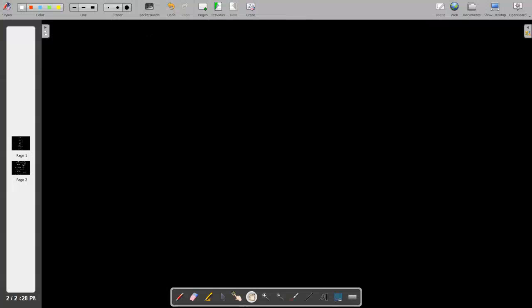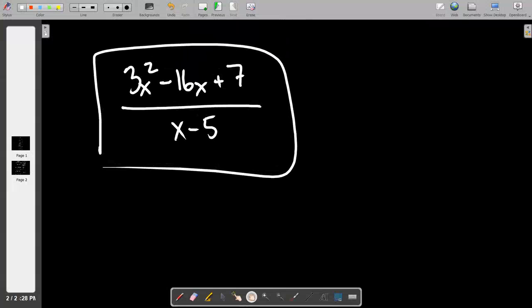Do you guys know the test for factoring, by the way? I feel like I've shown it to you before. If you ever want to know if something can be factored, you have to take the number in front times the number in back. What's 3 times 7? 21. And just always ask yourself, are there whole numbers in existence, or integers, that multiply to make 21 and add to make -16? Do they exist?